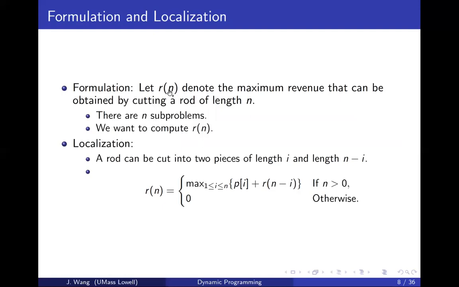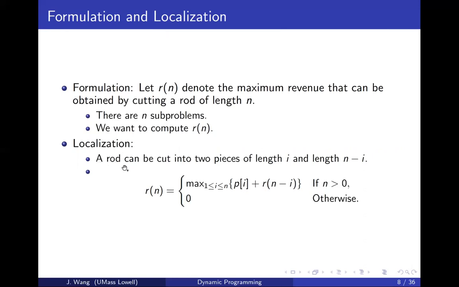Because you can only cut n into integral lengths, the subproblems will be 1, 2, up to n, because you don't need to cut it in this case. That means you have n subproblems, and we want to compute the revenue for n. Because you only have n subproblems, we know that we can get a polynomial time algorithm.